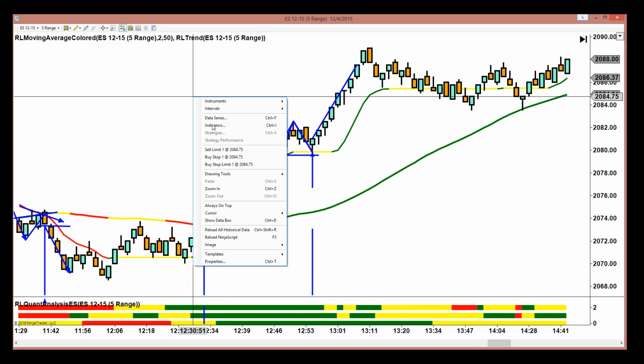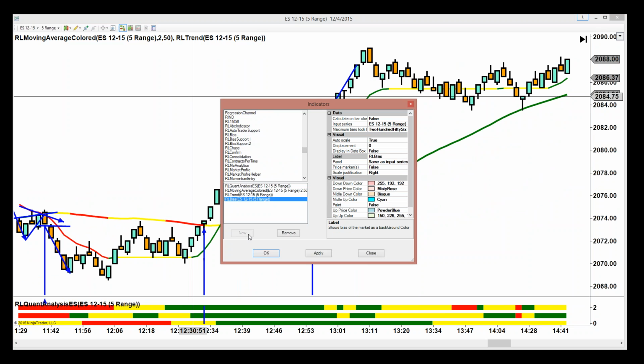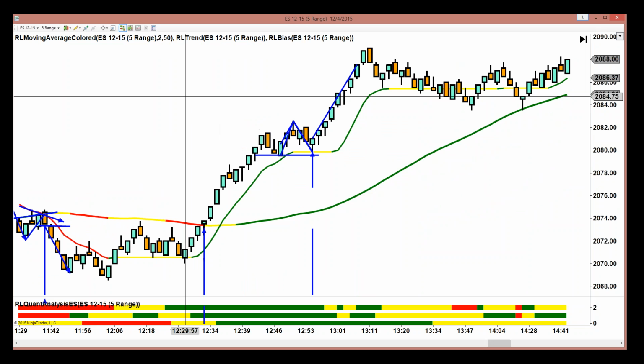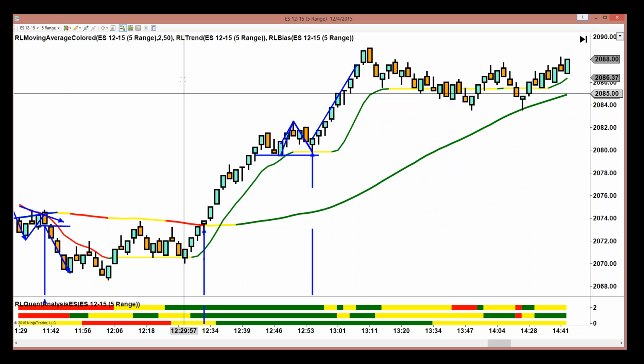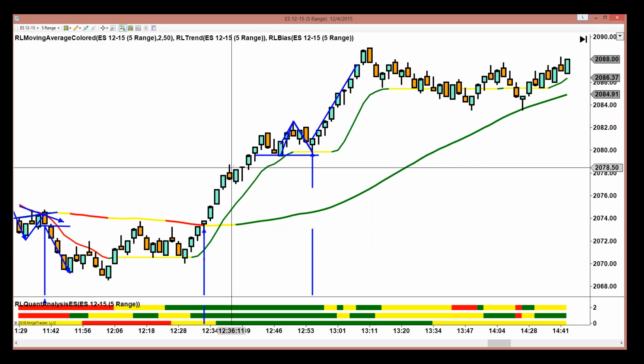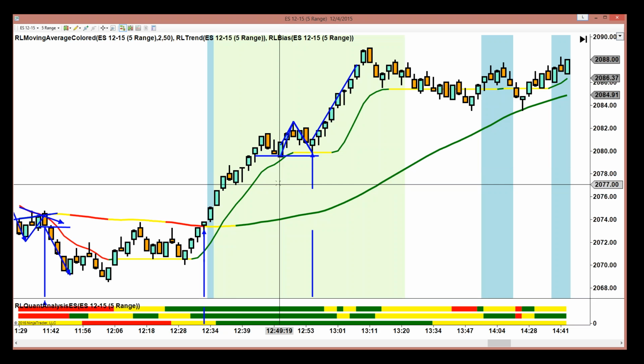So let's combine bias with the quants. Multi-time frame analysis with multi-market analysis, all of which is totally unaffected by price on your trading chart. Okay, let me reload the chart. Ninja sometimes is very, there we go.